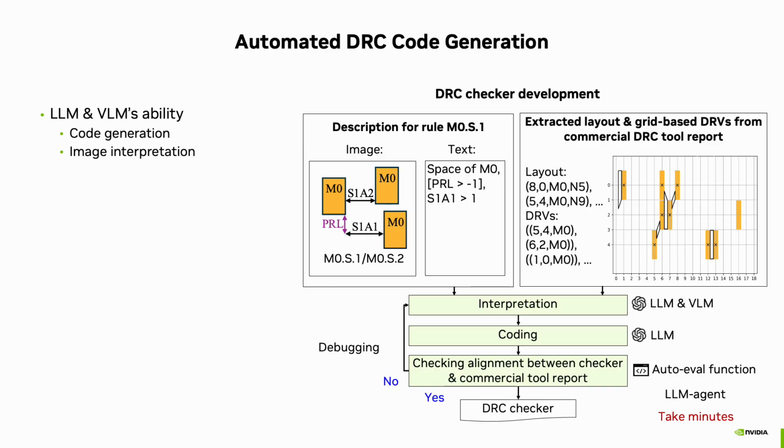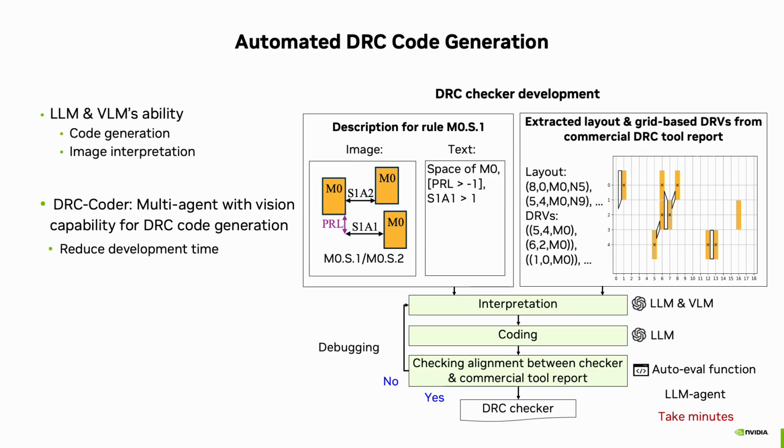So this whole thing can be called an LLM agent system. In this paper, we are going to introduce our LLM agent system to automate this DRC code generation process. And we call it DRC Coder. DRC Coder is a multi-agent system with vision capability. So it has several advantages.